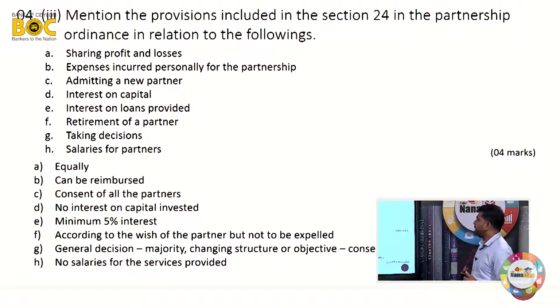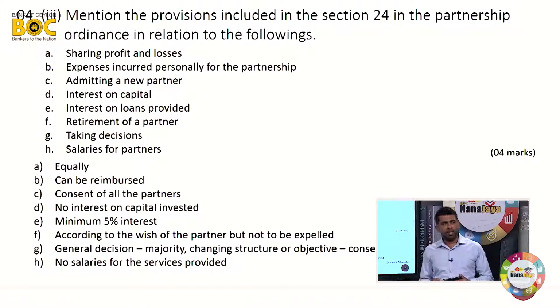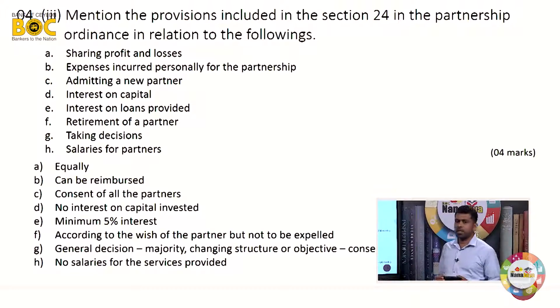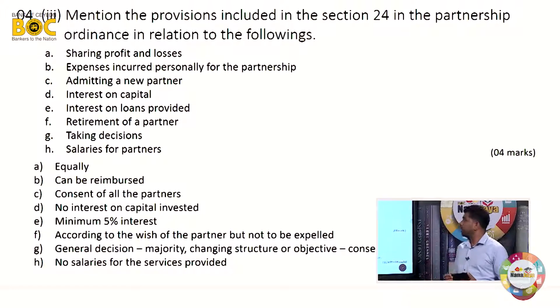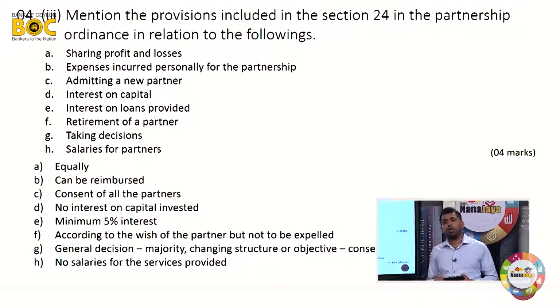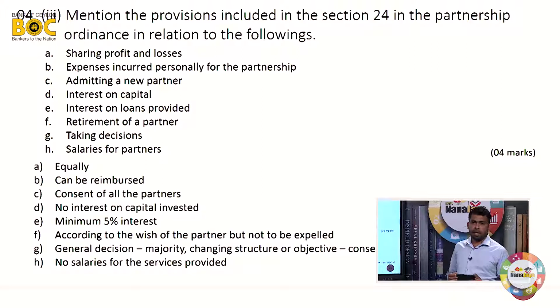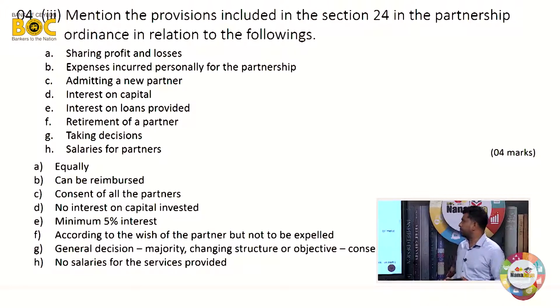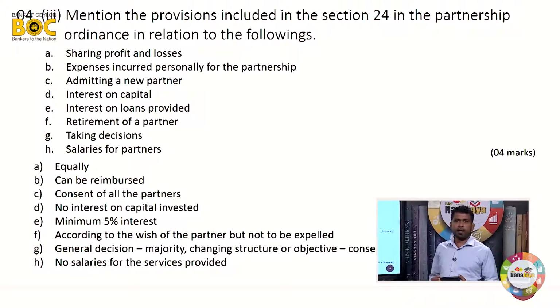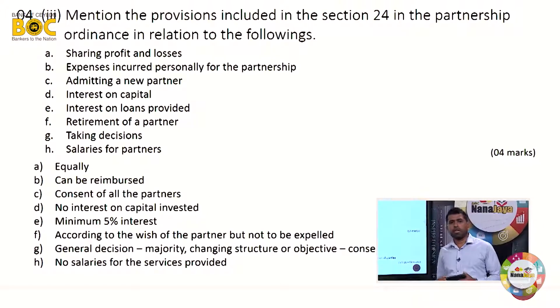Third one, admitting a new partner. When admitting a new partner, there should be the consent of all the partners, otherwise a new partner cannot be admitted. Interest on capital. Section 24 says no interest on capital invested. Interest on loans provided: minimum 5% interest can be given for the loans in addition to the capital provided by the partners. Retirement of a partner, that can be done according to the wish of the partner, but he should not be expelled from the partnership business.